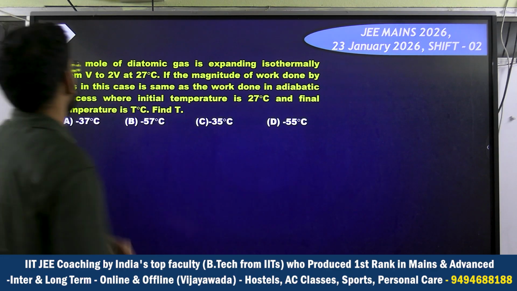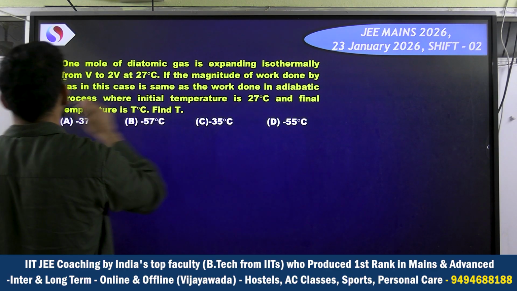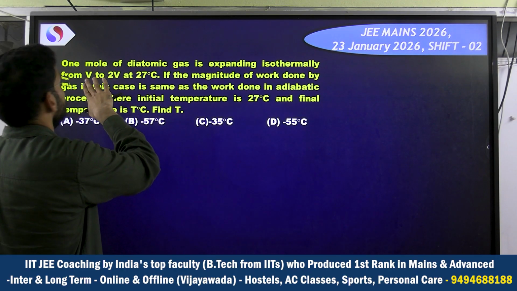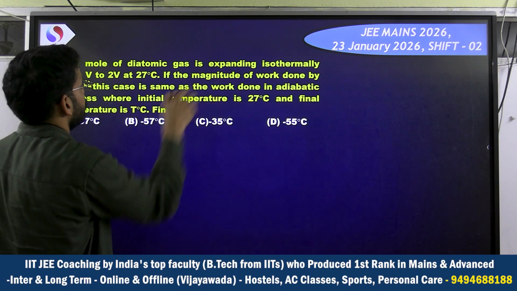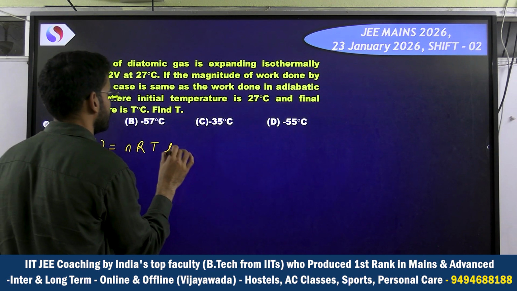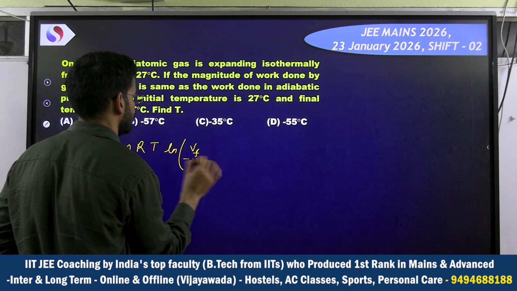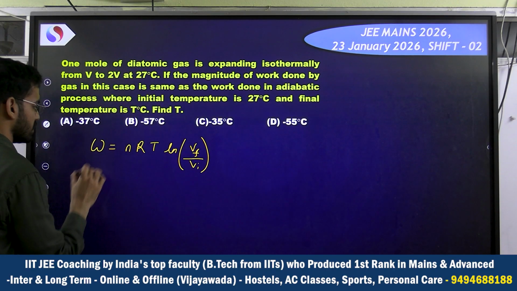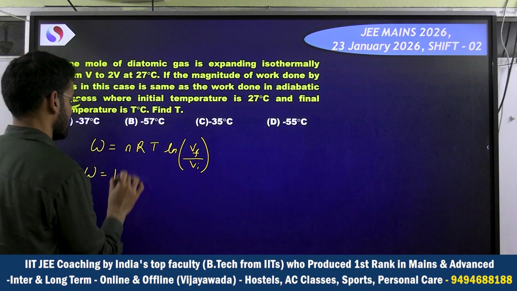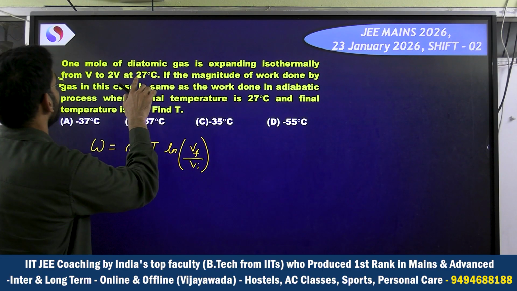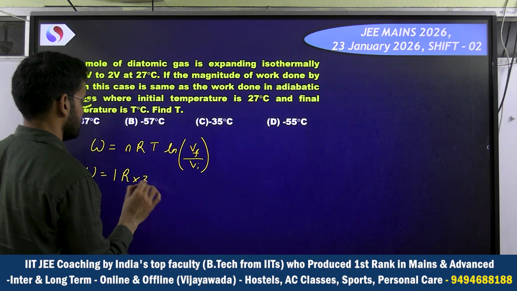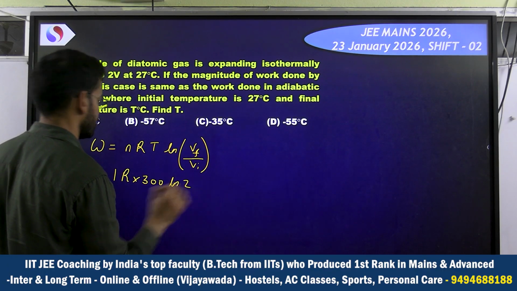So work done, 1 mole of diatomic gas. Diatomic meaning what? If we need isothermally, we have expansion, magnitude of work done. Work done in isothermal is what? nRT ln V2 by V1, V final by V initial. Remember, right? So work done will be how much? n, number of moles, 1 mole, right? RT. T is what? 27 degrees centigrade. So you can say 273 plus 27, 300, right? 300 ln 2, right? This is work done.